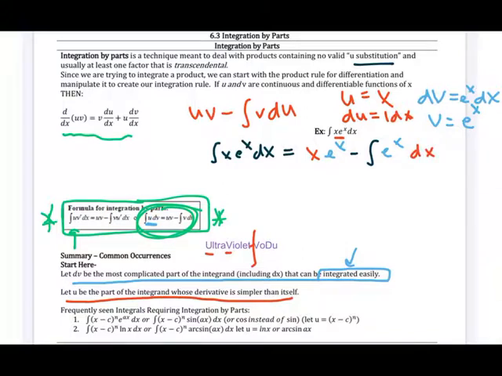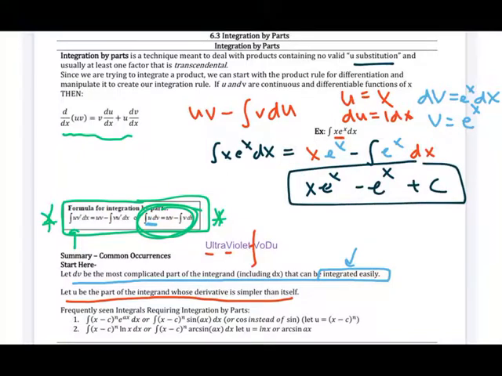Well, this, we do know how to simplify. X e to the x is just going to stay exactly the same. That's just a product. The integral of e to the x dx is e to the x plus c. And now I was able to integrate, using this strategy, integration by parts, an expression or a function that I could not integrate before.